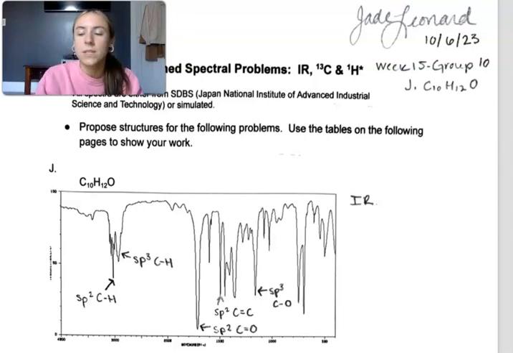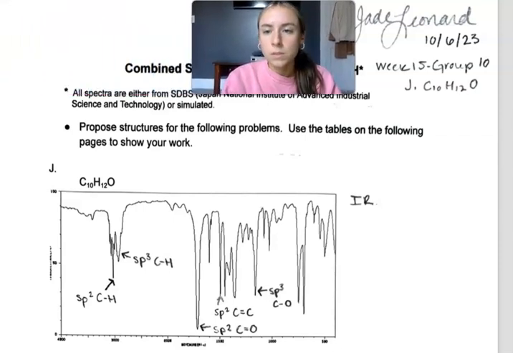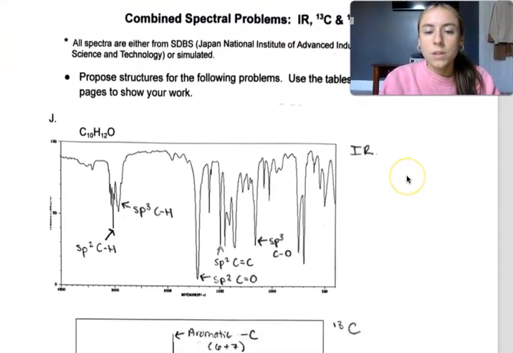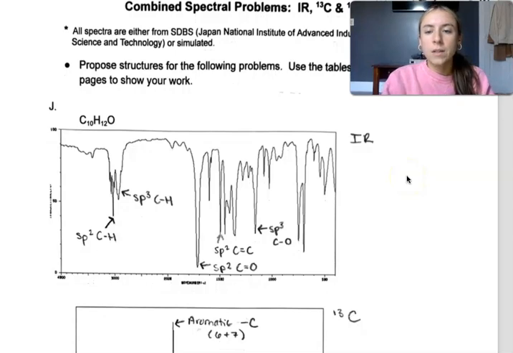This is the week 15 solving a combined spectral problem for Organic Chemistry 1 at the University of New England. I have group 10, letter J, and my compound was C10H12O. So let me just move that over. First, I analyzed the IR spectrum of it.